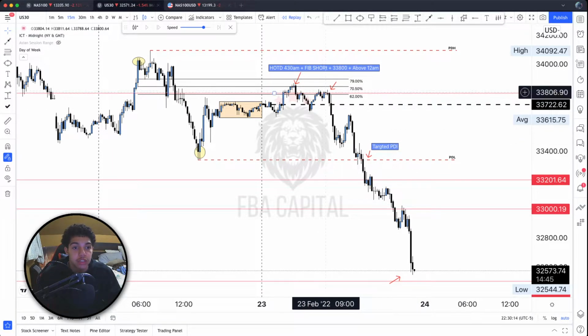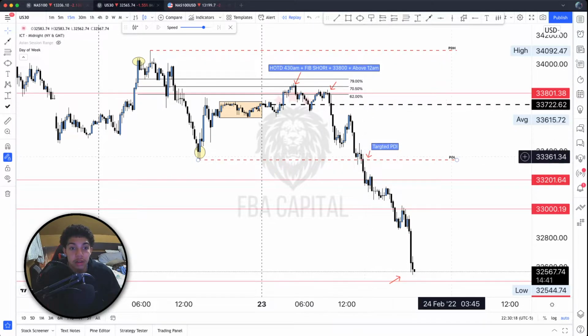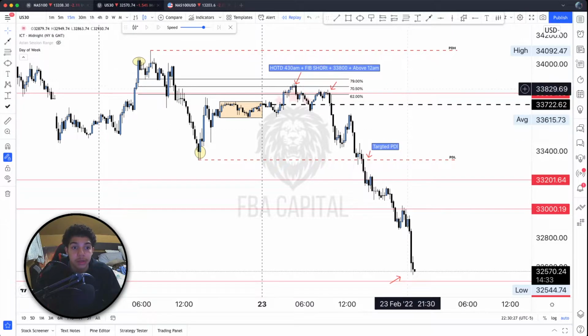If you were able to catch this move from 33,800 all the way down to, say, 33,400, that's still a 400-point move. That is not a small move. If you use about 50 to 60 point stop losses like I usually do, that's still almost a 1 to 4, 1 to 5 trade on a good day.